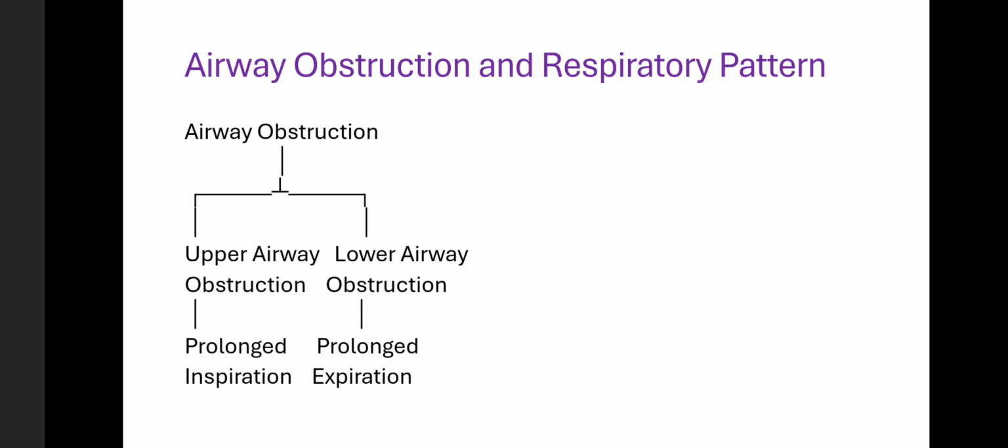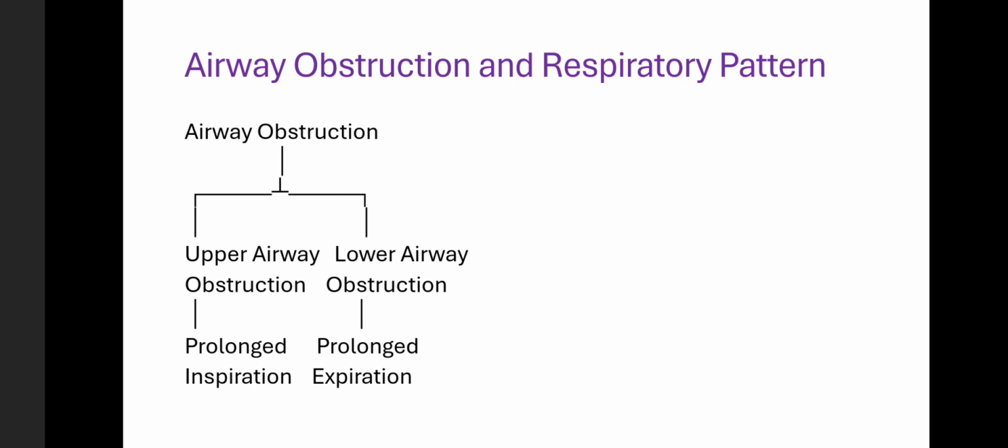If a patient has an upper airway obstruction, think foreign body, epiglottitis, or laryngeal edema. The main challenge is pulling air past that narrow proximal bottleneck. Consequently, the respiratory pattern shows a prolonged inspiration, often accompanied by stridor.